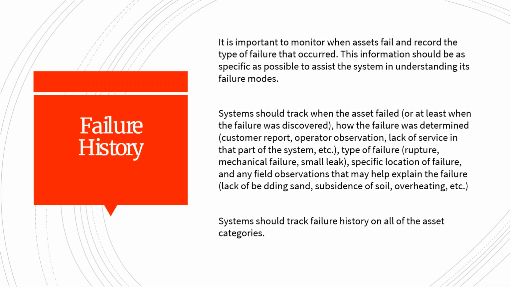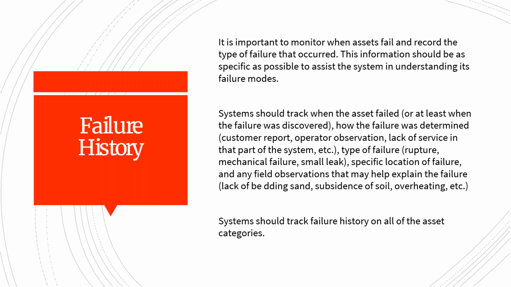It's important to monitor when assets fail and record the type of failure that occurred. This information should be as specific as possible to assist the system in understanding its failure modes. Systems should track when the asset failed, or at least when the failure was discovered, how the failure was determined, the type of failure, specific location of the failure, and any field observations that may help explain the failure. Systems should track failure history on all of the asset categories.